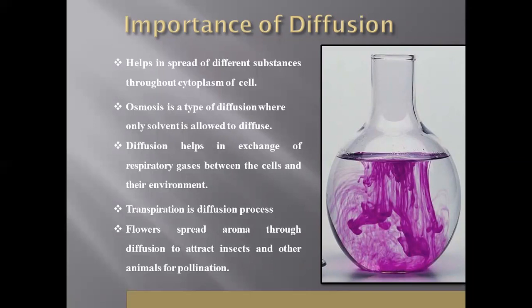Diffusion helps in the exchange of respiratory gases between the cells and their environment. One more point that you have to remember, the difference between osmosis and diffusion is that diffusion can take place in solid, liquid and gas. But osmosis only takes place in solvents that are in the liquid phase, right? Transpiration is a diffusion process. Flowers spread aroma through diffusion to attract insects and other animals.